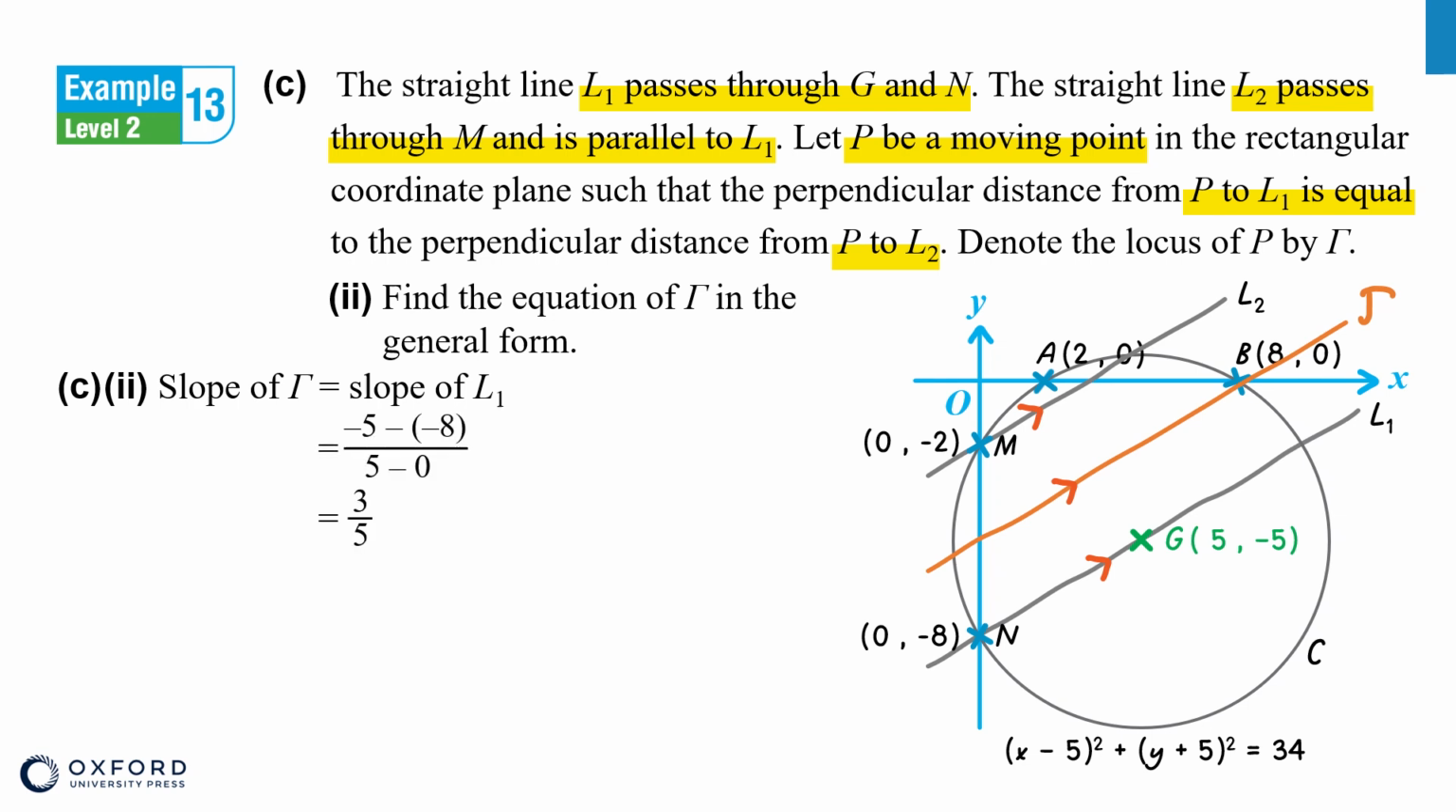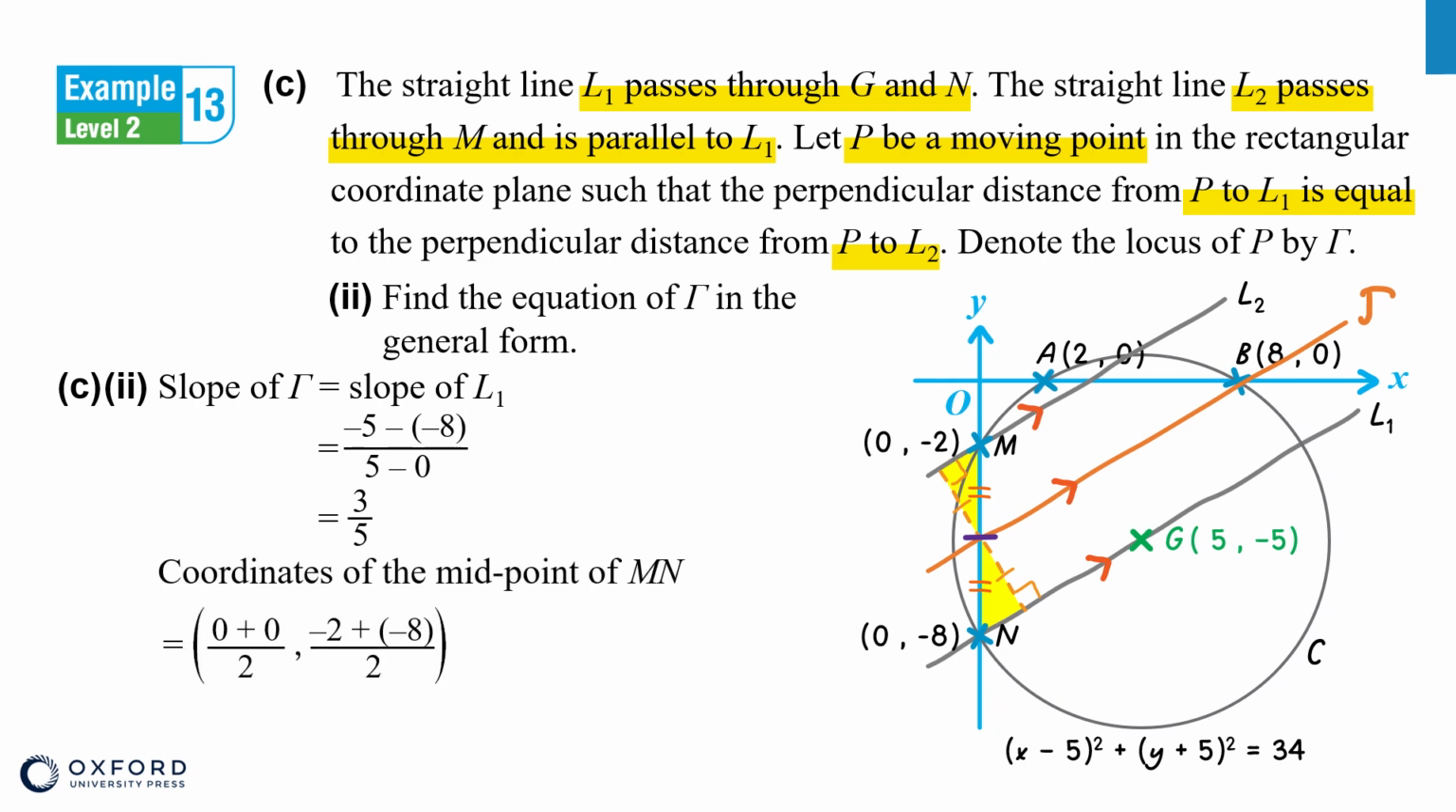Then, do we have any point on gamma? As gamma maintains an equal distance from L1 and L2, we can prove that these two triangles are congruent. We can then deduce that this side is equal to this side, as they are the corresponding sides of the two congruent triangles. So the y-intercept of gamma shall be the midpoint of MN. We've already found M and N, so we can find the midpoint of MN, which is (0, -5).